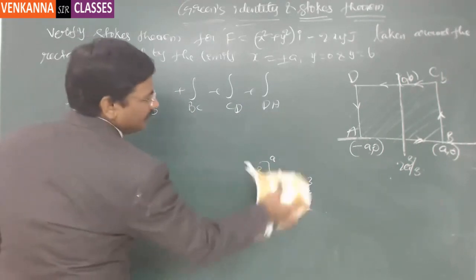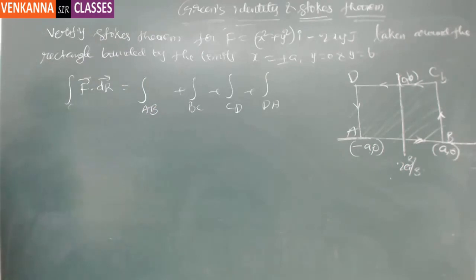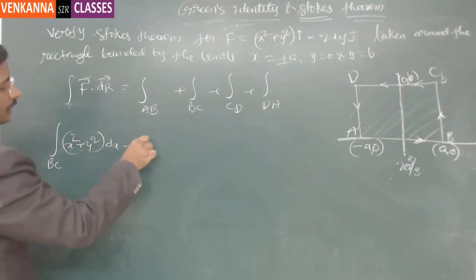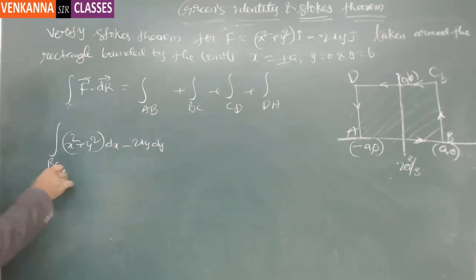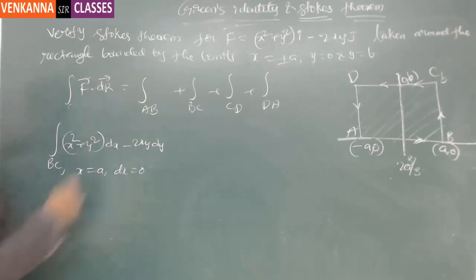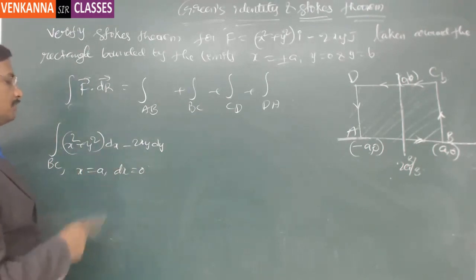So along BC, f dot dr is (x square plus y square) dx minus 2xy dy. Along BC, y is varying and x is equal to a, and dx is equal to 0 because there is no change along the x direction for the line BC. So y is changing, hence dy can't be 0.